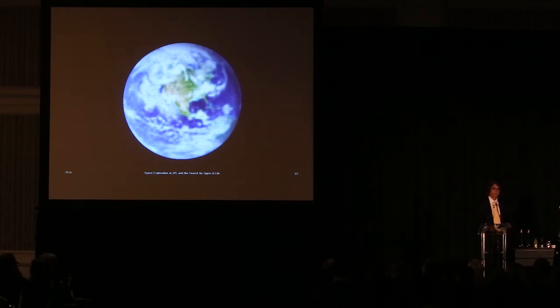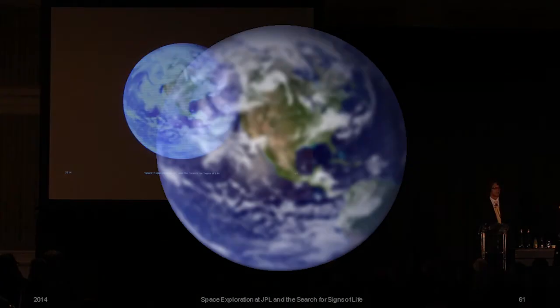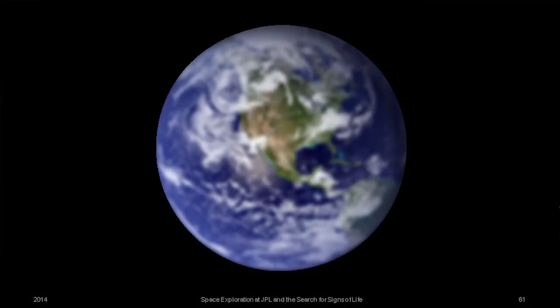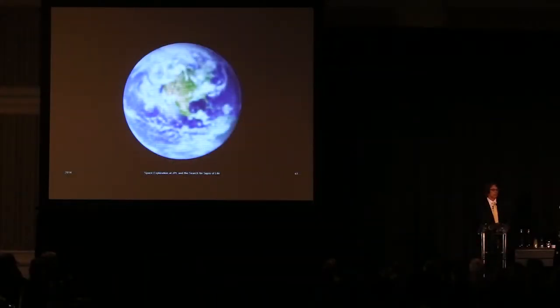But let me tell you how difficult it is to make an image of a planet around another star. Here you see an image of the Earth at a resolution of roughly 160 kilometers. If we take the Earth and move it to the nearest star to our sun, only 4 light years away from us, and you want to make a picture like this, you need a telescope that is 15,000 times the size of the Hubble Space Telescope, the largest telescope we've ever flown.